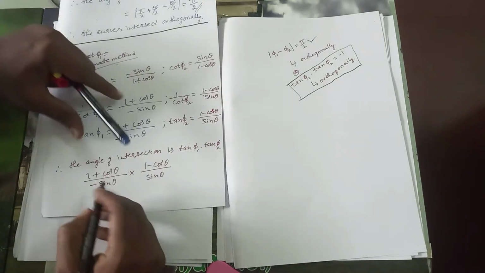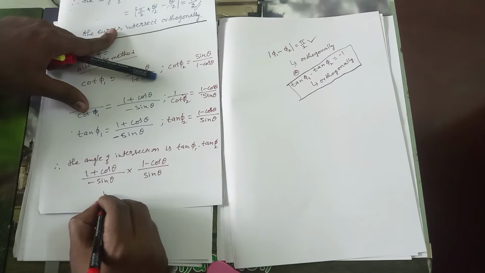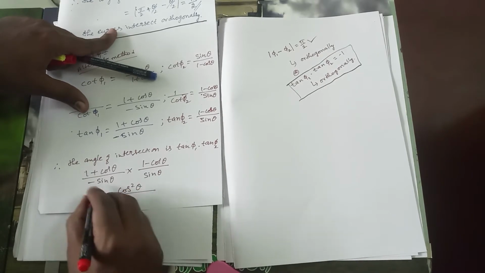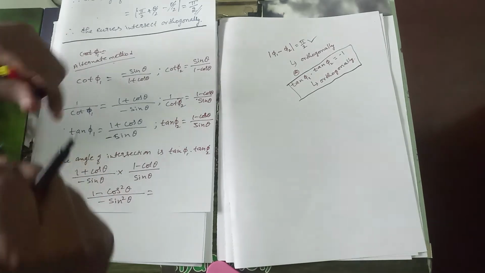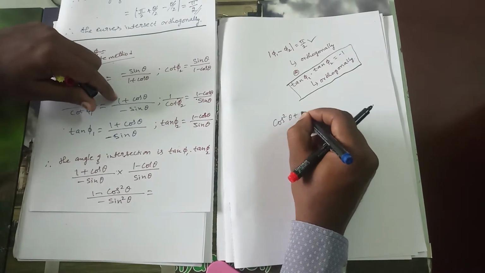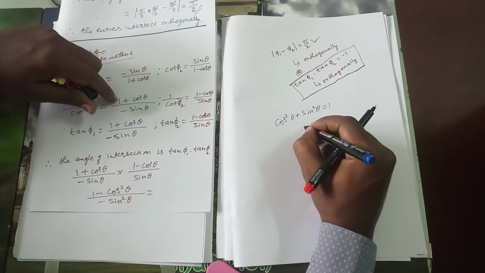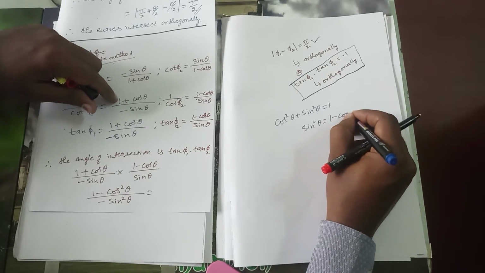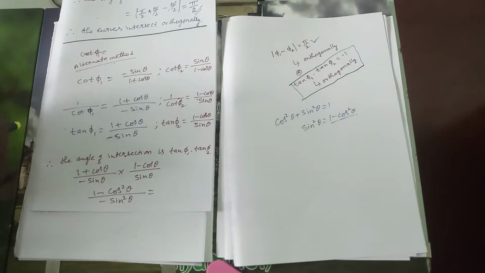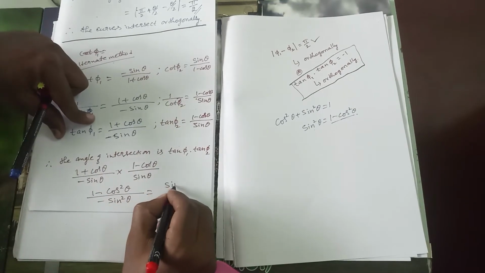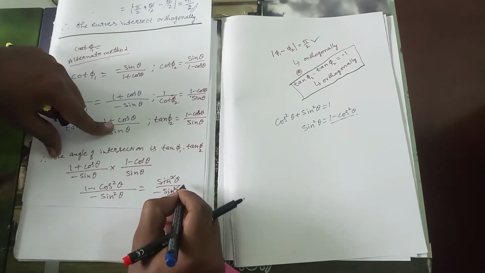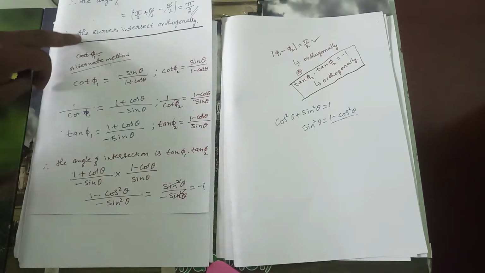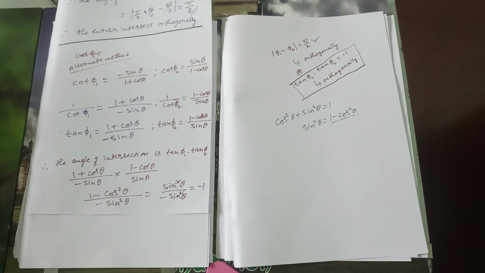Multiply this: a plus b into a minus b. So 1 minus cos square theta you will get, divided by minus sin square theta. You know the formula cos square theta plus sin square theta equals 1, so sin square theta is equal to 1 minus cos square theta. Substituting, we get sin square theta divided by minus sin square theta. These two get cancelled, so we get minus 1. Therefore, the curves intersect orthogonally. This is the other method. Remember this one. Okay.